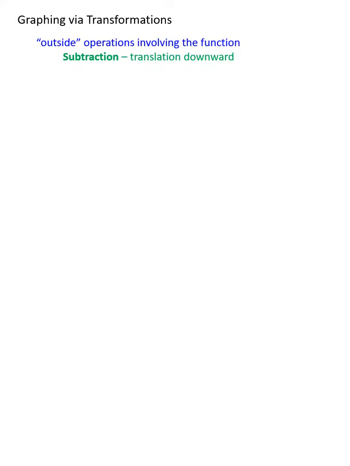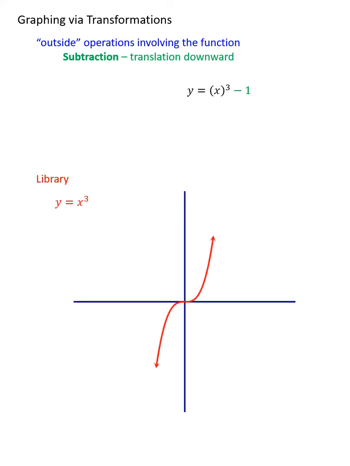Let's take a look at our 7th example. Notice in all of these cases, we've taken a function from our basic library and subtracted one. Notice that all these subtractions are outside of the function from our library. When that happens, you end up with a translation or a shift downward by that many spaces. Let's look in particular at x cubed minus 1. I would go to my library, take x cubed from memory, and because I have a minus 1, I would shift it down one space, and that would be my graph right there.